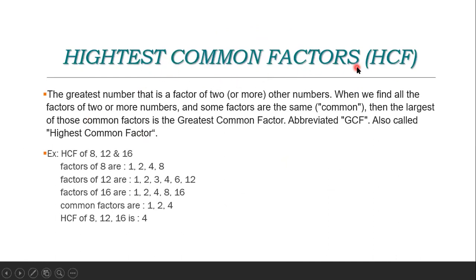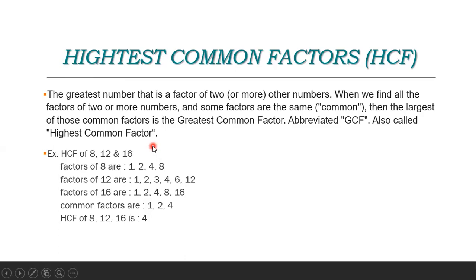Next, highest common factor. This is called HCF. HCF stands for highest common factor. It is the greatest number that is a factor of two or more numbers. When we find all the factors of two or more numbers and some factors are the same, then the largest of those common factors is the greatest common factor, abbreviated GCF. So you can also call this the greatest common factor, also called the highest common factor.